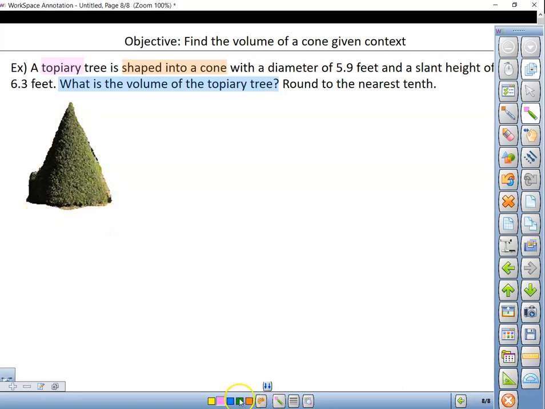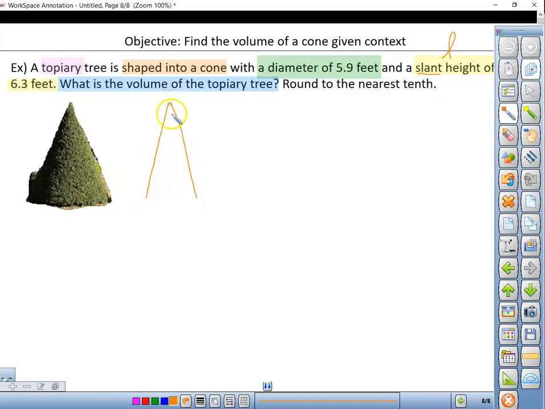With our topiary that's shaped like a cone, we are told that it has a diameter of 5.9 feet and that it has a slant height of 6.3 feet. So we need to realize that slant height there, that is our L, not our H, because of the word slant. So if you want to, you can draw a new diagram to actually label stuff.